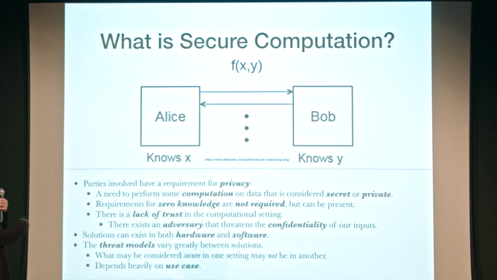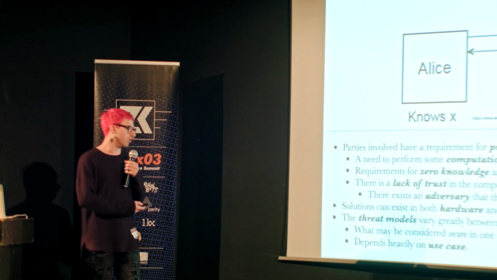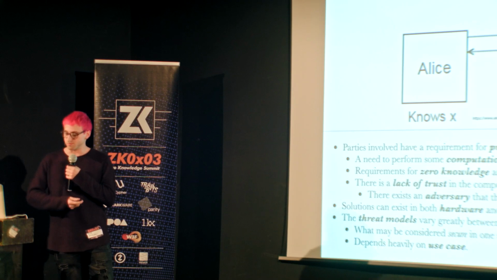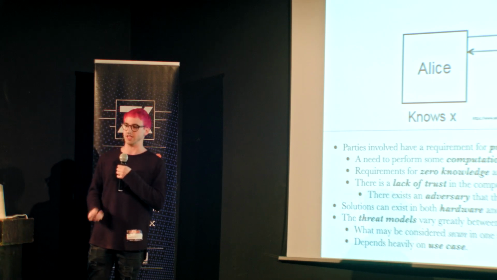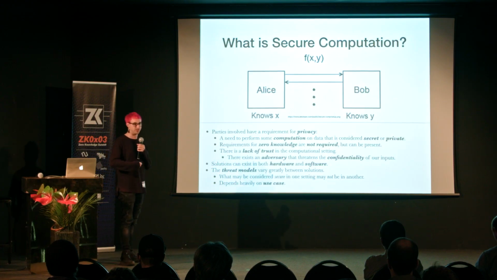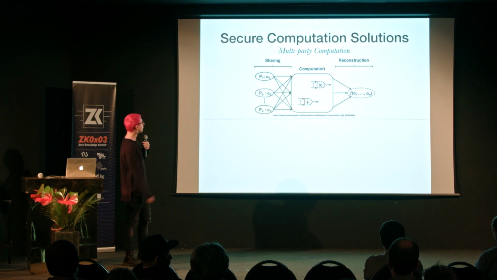As well, for secure computation, the threat models for specific secure computing protocols vary greatly, and they change based on the solutions that you use. What may be considered secure in one setting may not be in another, and it depends very heavily on what your use case is. In some use cases, it's okay to leak some information. In some use cases, it's not okay to leak any information, right?